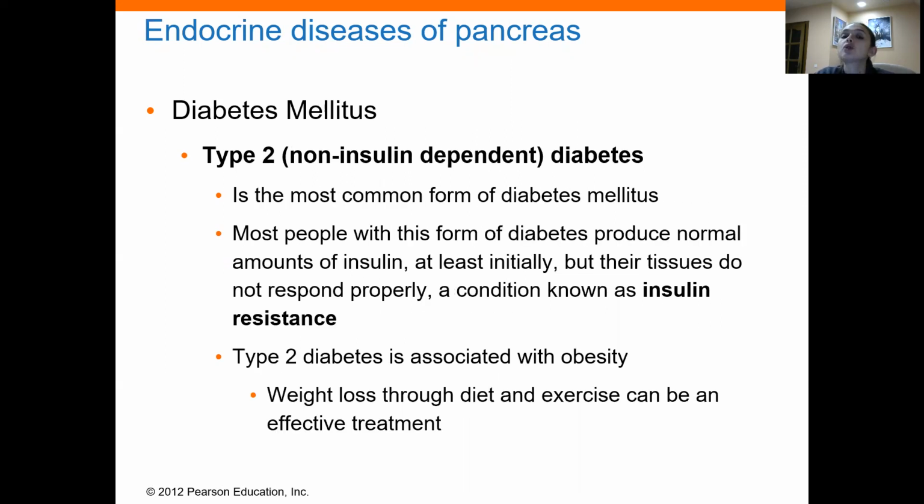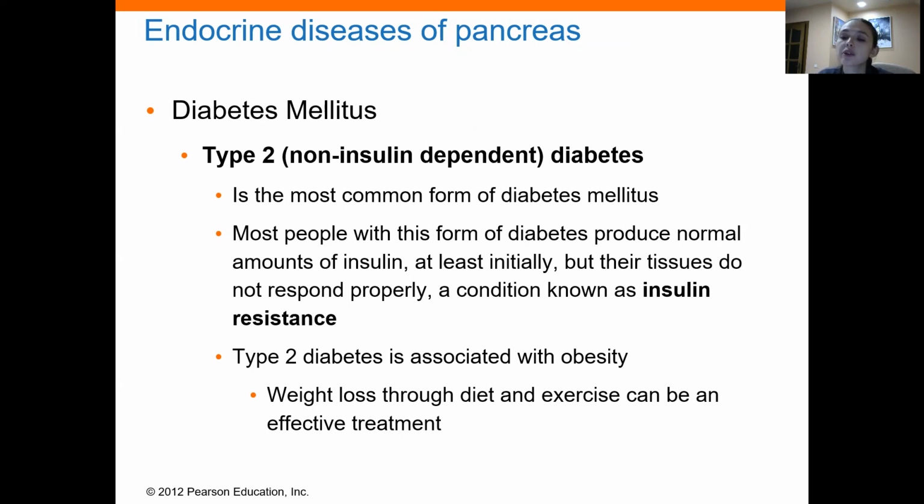Diabetes mellitus type 2, or non-insulin dependent diabetes. The main factor for producing this kind of diabetes is obesity or metabolic syndrome. It's the most common form of diabetes mellitus. It's common for people who are older than 40 years old.